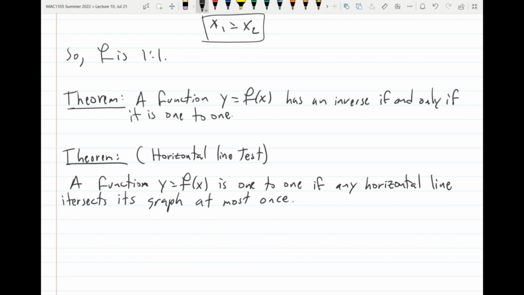In other words, an equivalent way of saying this is, if you can draw a horizontal line that crosses the graph at 2 points or more, then that's it. It's not 1 to 1. Do you understand? Okay.